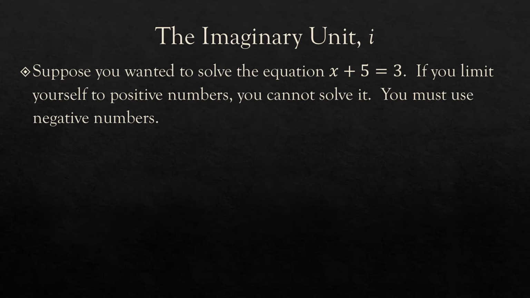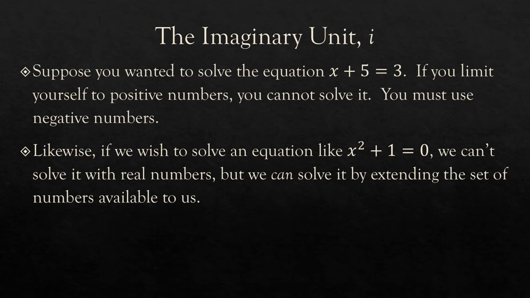Now let's think about this in terms of extending the set of numbers that's available to us. If you want to solve the equation x plus 5 equals 3, and if you limit yourself to positive numbers, you can't solve this. Historically, it took a little bit of time for mathematicians to come up with the concept of negative numbers. But eventually they did, and they found that they could solve it by setting x equal to negative 2.